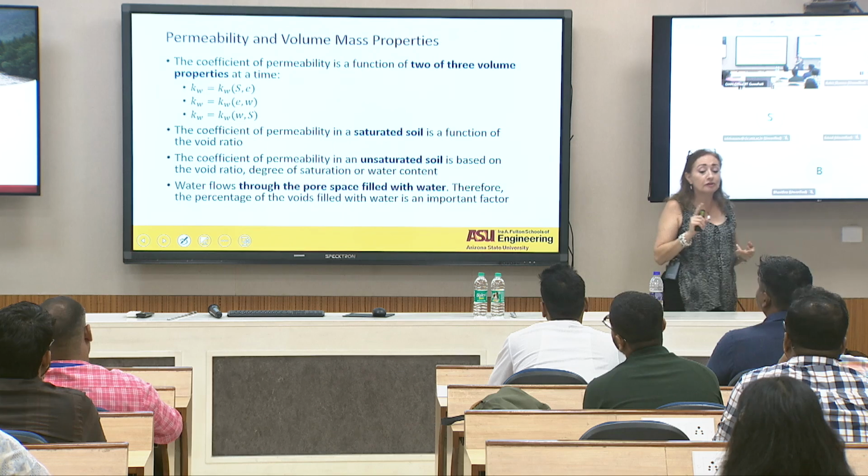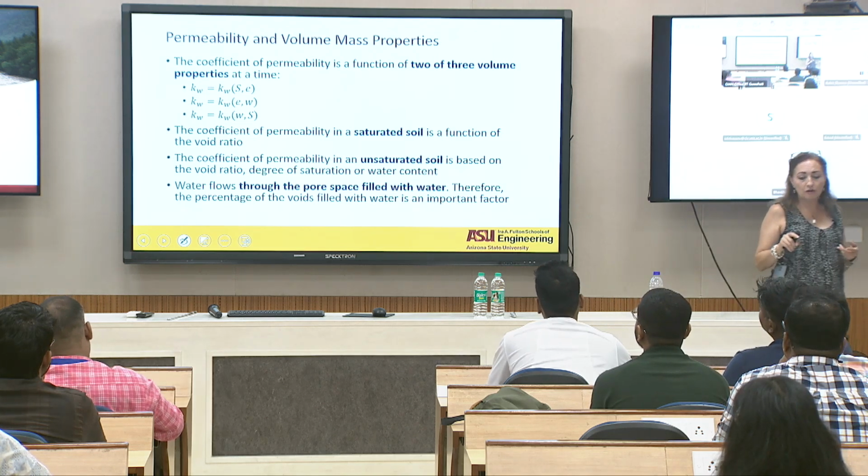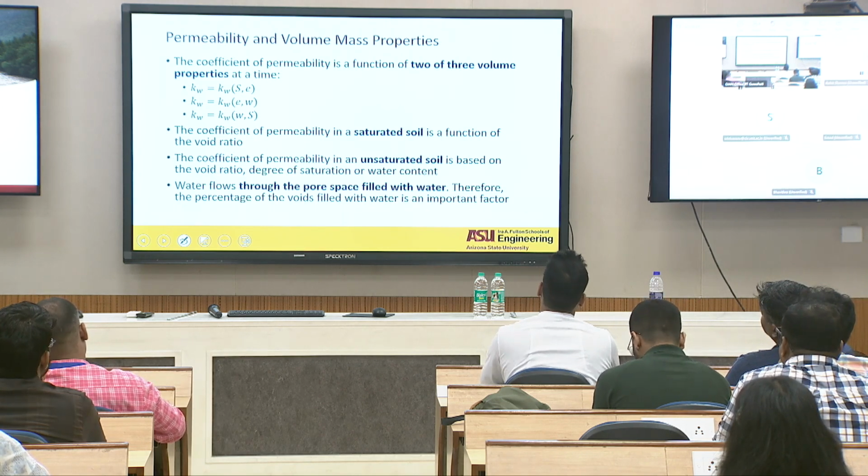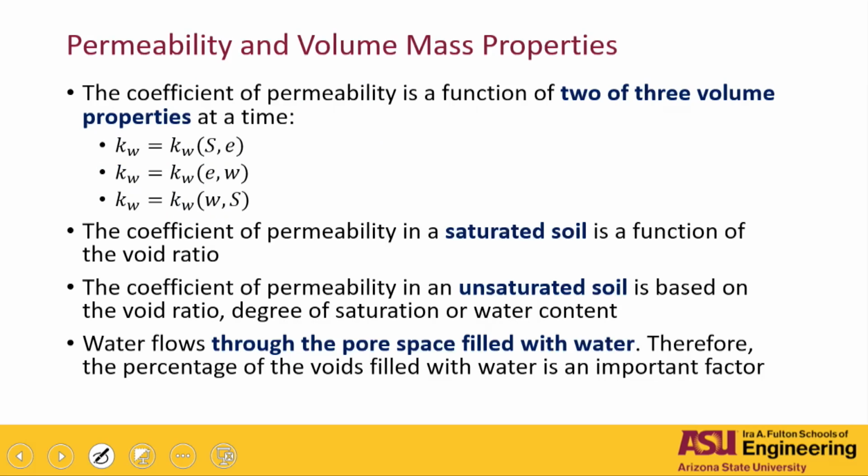The coefficient of permeability in a saturated soil is a function of the void ratio. And you have that famous equation with the e to the cube, right? That you all know. Okay? Nobody talks about water content, but the coefficient of permeability in an unsaturated soil is based on the void ratio, the degree of saturation, or the water content.